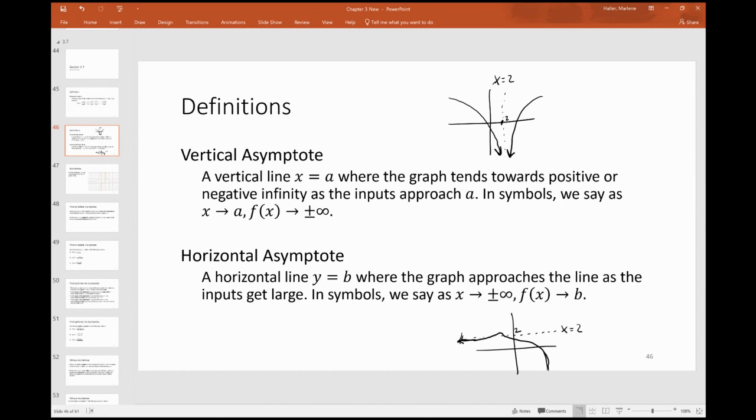So a more formal definition says a horizontal line y equals b is a horizontal asymptote if the graph approaches the line as the inputs get large. So we might say as x approaches positive or negative infinity, f of x would approach that value of b. Oops, I made a mistake. I wrote x equals 2 there. That isn't x, is it? That's y. There, y equals 2.